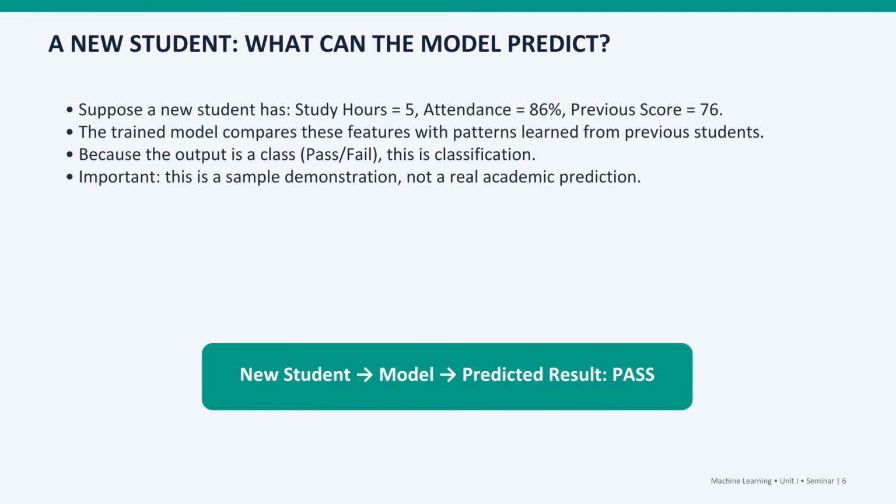Now let's consider a new student. Suppose the student studies for 5 hours per day and has 86% attendance and a previous score of 76. We provide these features to our trained model. The model compares this new student information with the pattern that it learned from the previous sample data. Based on those learned patterns, the model can predict a class such as pass or fail. In our demonstration, the predicted result is pass.